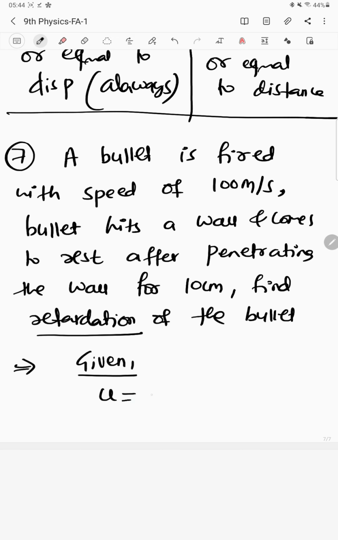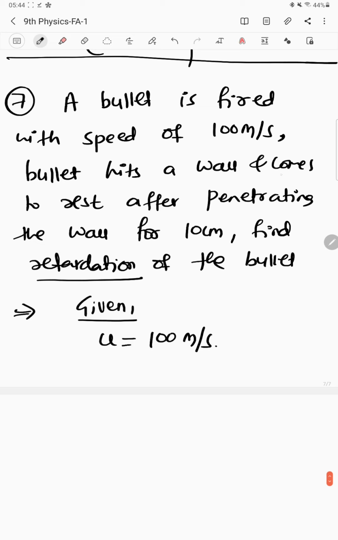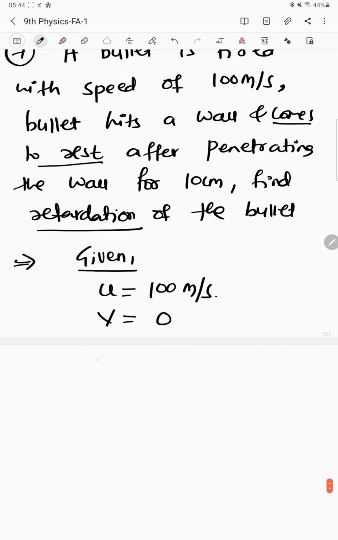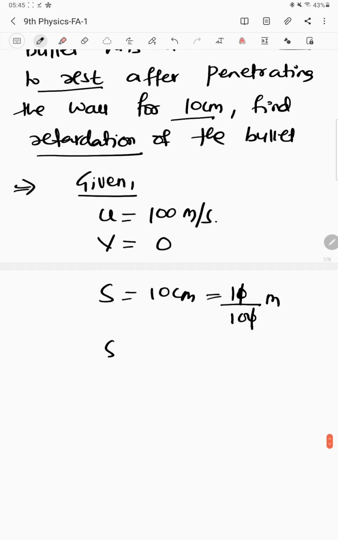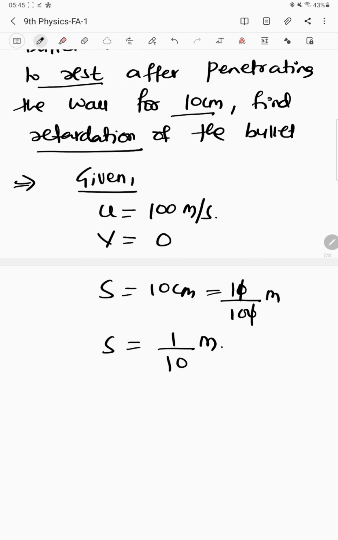What is the given data? Initial velocity is given, 100 meter per second. It hits a wall and comes to rest, which means final velocity is 0. It has penetrated a distance of 10 centimeter. 10 centimeter can be written as 10 into 10 to the power minus 2 meter, or 10 divided by 100 meter. So the zeros got cancelled, and s is equal to 1 by 10 meter. For the time being, let's keep it as 1 by 10 meter only.